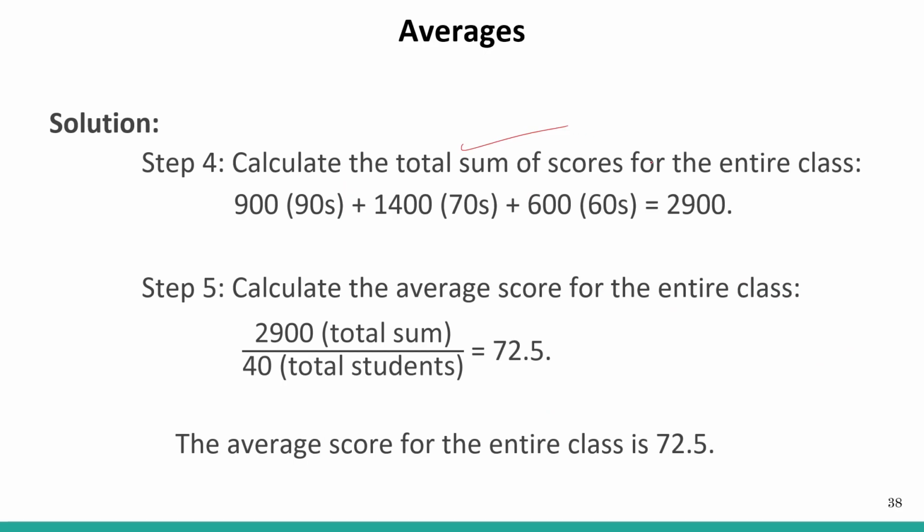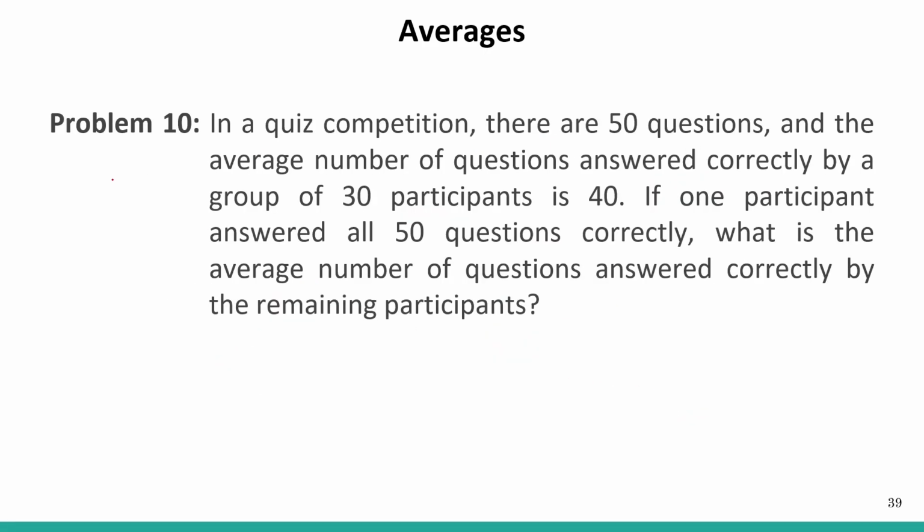So calculating the total sum of scores of the entire class is equal to 900 plus 1400 plus 600, which is 2900. So calculating the average score of the entire class, what is it? 2900 by 40, right? So this will be 72.5. So the average score for the entire class is 72.5. So let's see problem number 10.